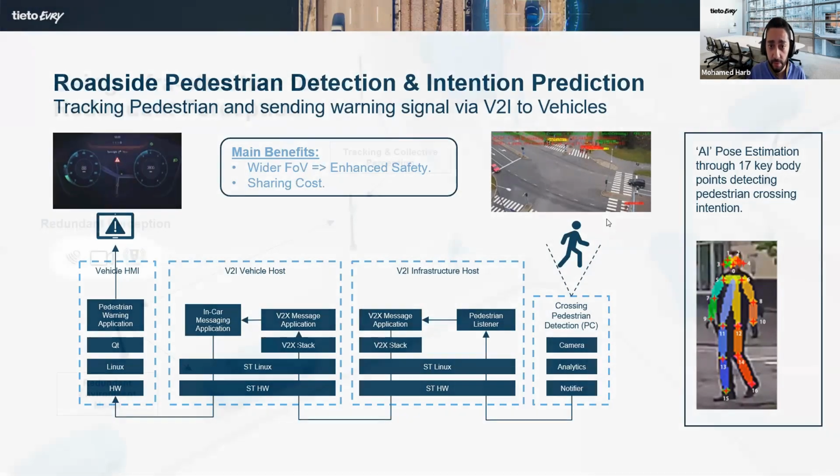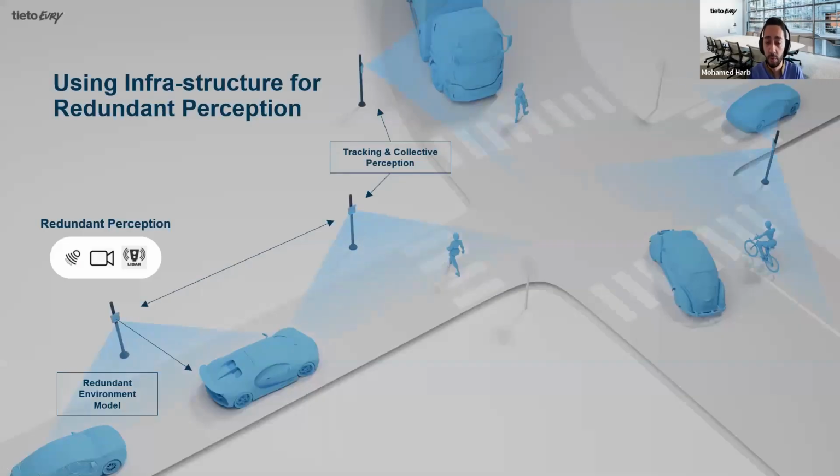Which brings us to the main idea of this presentation. What we would like to present is using the infrastructure for more than just aiding signals. Infrastructure has been thought of as providing aiding signals to the vehicle, but we would like to increase this usage by even providing a complete redundant perception.